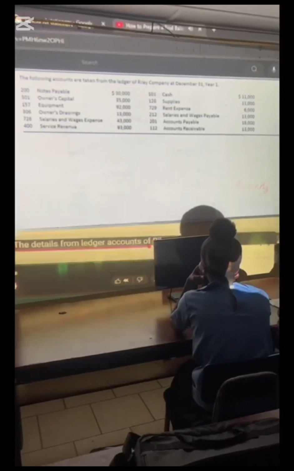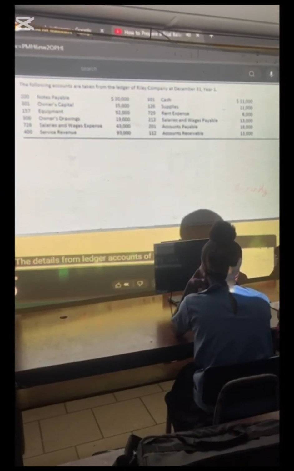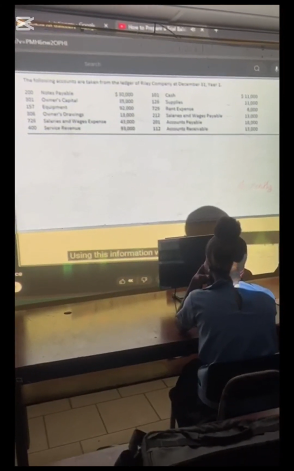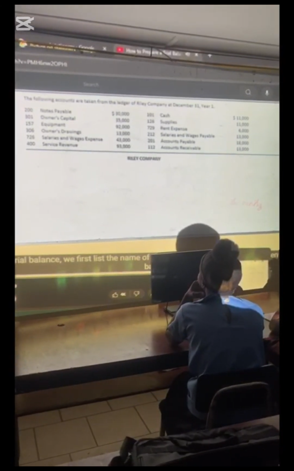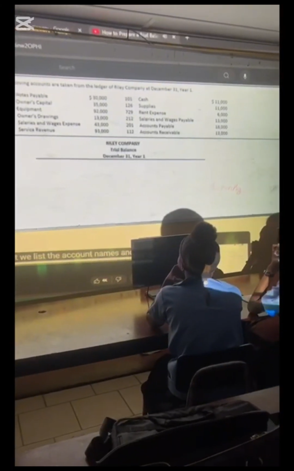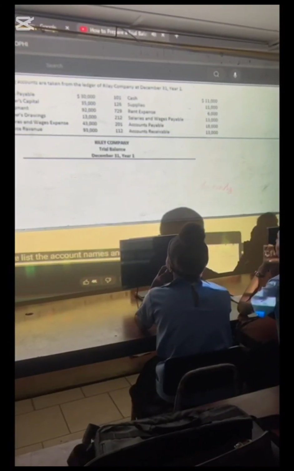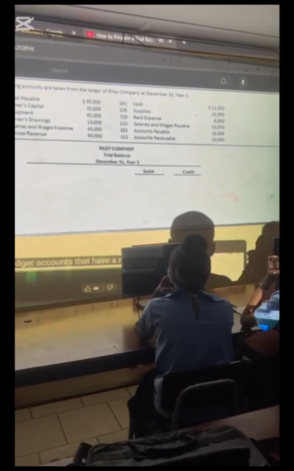No, it can't balance. The ledger accounts of Riley Company on December 31st for year 1 are given. Using this information, we are required to prepare a trial balance. In preparing the trial balance, we first list the name of the company, the title of the statement, and the date on which the trial balance is prepared. Next, we'll list the account names and their balances in either the debit or credit columns.